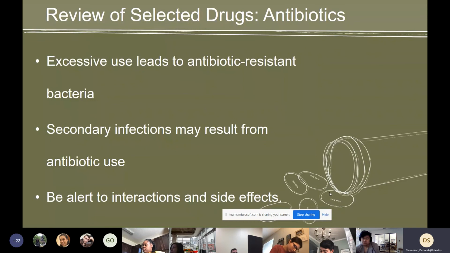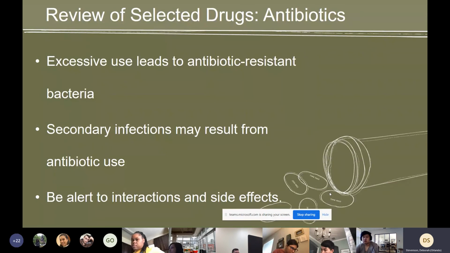Let's talk about antibiotics. You know that the more we take antibiotics, the greater the chance and risk of developing colitis of some form, and antibiotic-resistant medications as well. Antibiotics are great, but they also destroy the good things in the human gut, and sometimes it can lead to C. diff or some other type of intestinal problem.